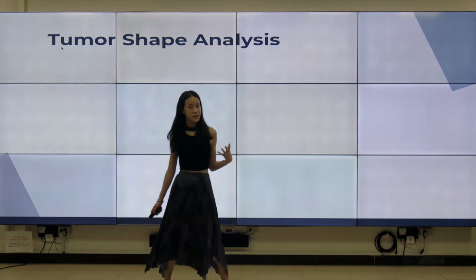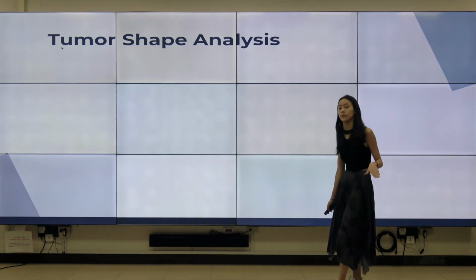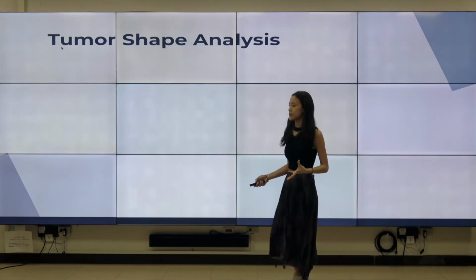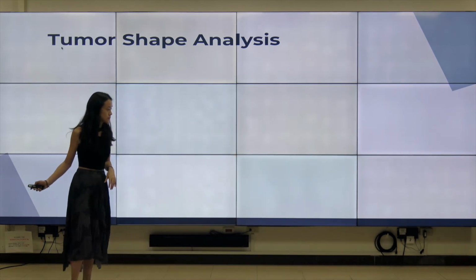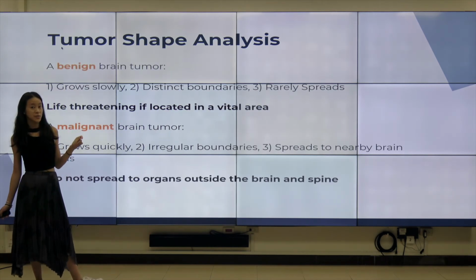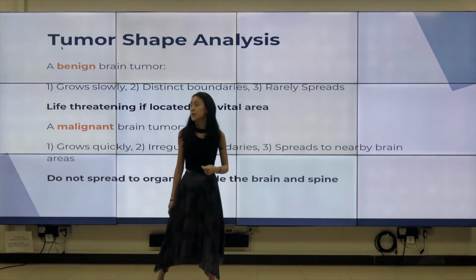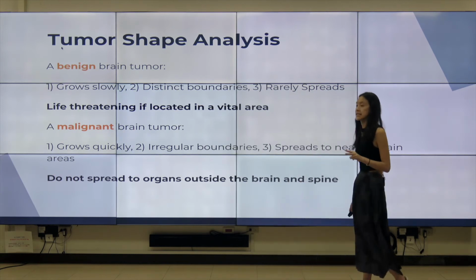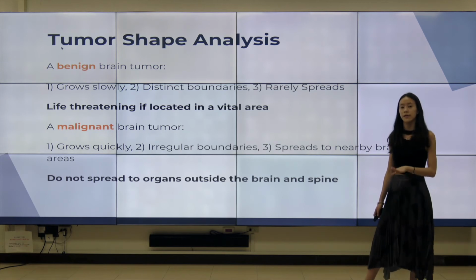So let's talk about the tumor shape analysis. This is the second kind of analysis that we're talking about when we're going through prognosis. One thing to note about tumor shape analysis is that there are two different kinds of tumors that we're looking at. The very first kind, as I explained before, is a benign tumor. It grows very slowly. It has distinct boundaries, as we'll see later. And it very rarely spreads.